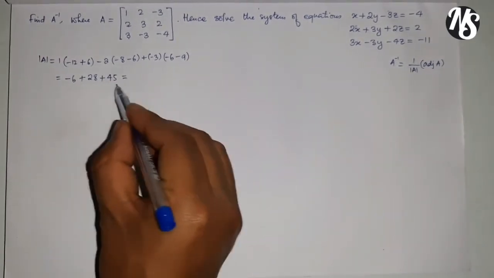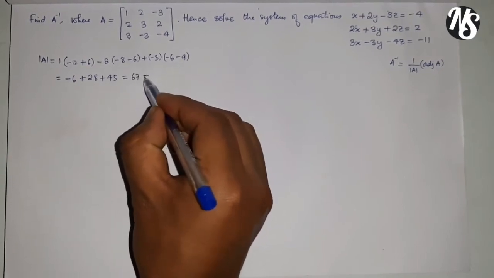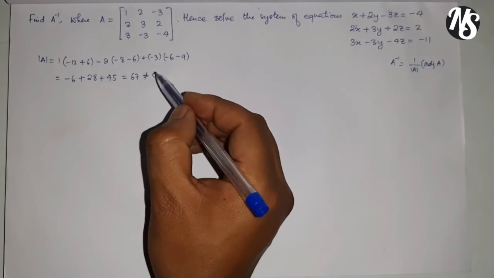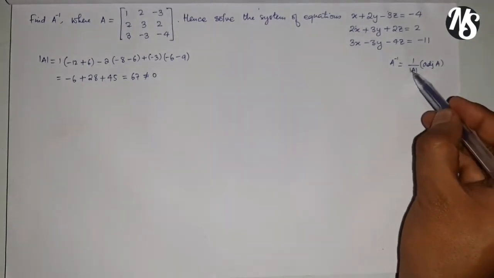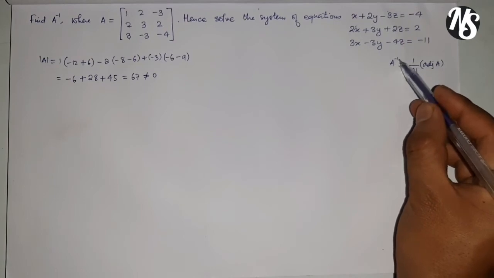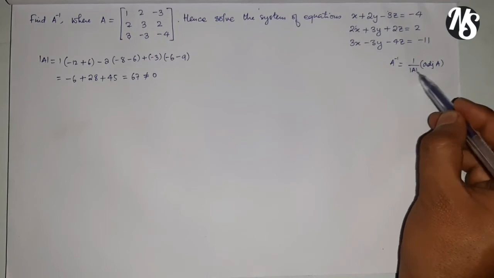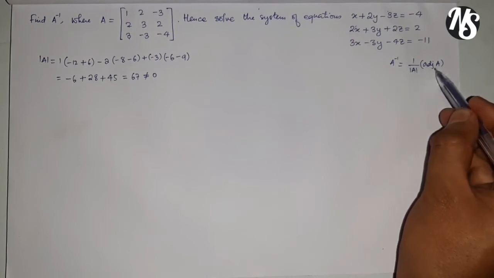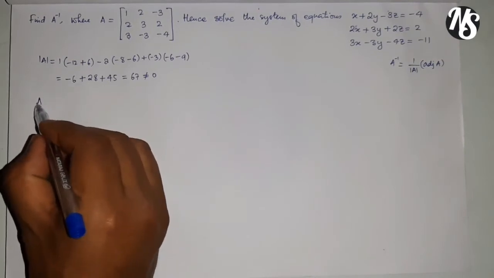Alright, now quickly evaluate this. This will turn out to be exactly 67, which is not equal to 0, right? So that means if this is non-zero, then we get that A inverse exists. And now since we found this part, let's find the adjoint of A. Adjoint means it contains cofactors.